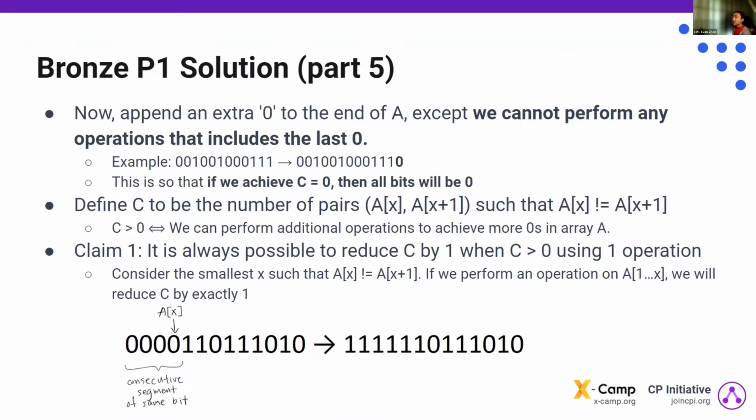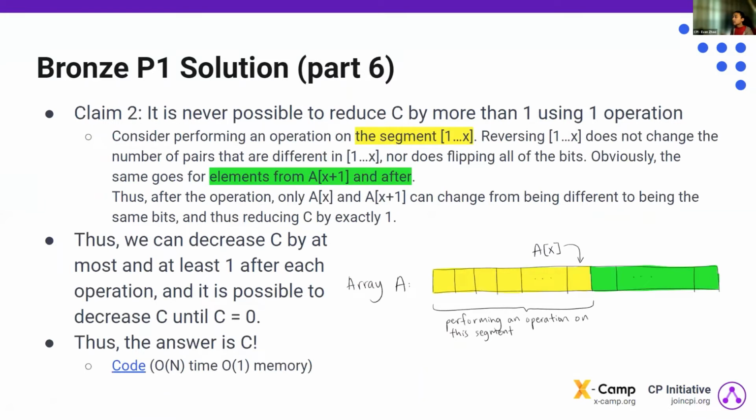Okay, so we're almost done here. Let's now prove 2 claims, and then we are going to be basically done. So claim 1 is, it is always possible to reduce C by 1 when C is bigger than 0 using exactly 1 operation. Should be pretty clear now. So consider the smallest x such that AX does not equal AX plus 1. If we perform an operation on 1 all the way up to x, we will reduce C by exactly 1. So if we perform an operation right here, C will be reduced by 1. Okay. So yeah, that's claim 1. Claim 2, it's pretty long. If you don't want to read it, I'll explain it intuitively.